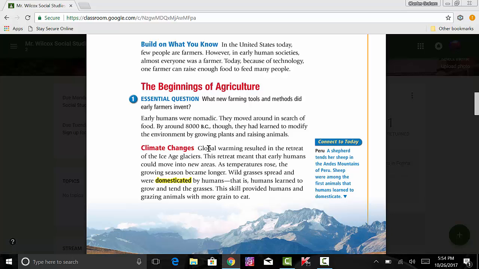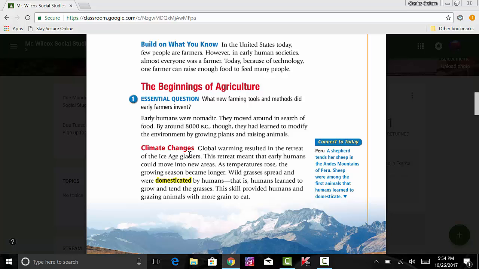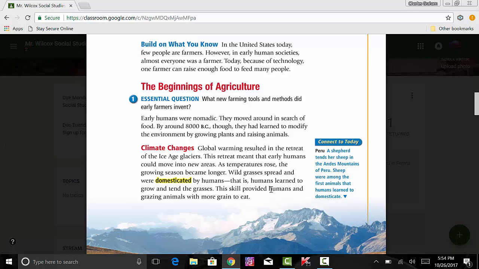Climate changes. Global warming resulted in the retreat of the Ice Age glaciers. So what that means is that the glaciers started to melt. This retreat meant that early humans could move into new areas. As temperatures rose, the growing season became longer. Wild grasses spread and were domesticated by humans. Domesticated means humans learned to grow and tend the grasses. This skill provided humans and grazing animals with more grain to eat.